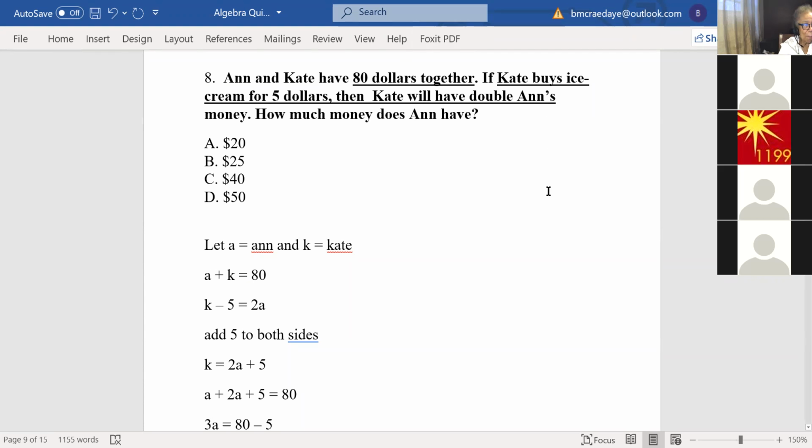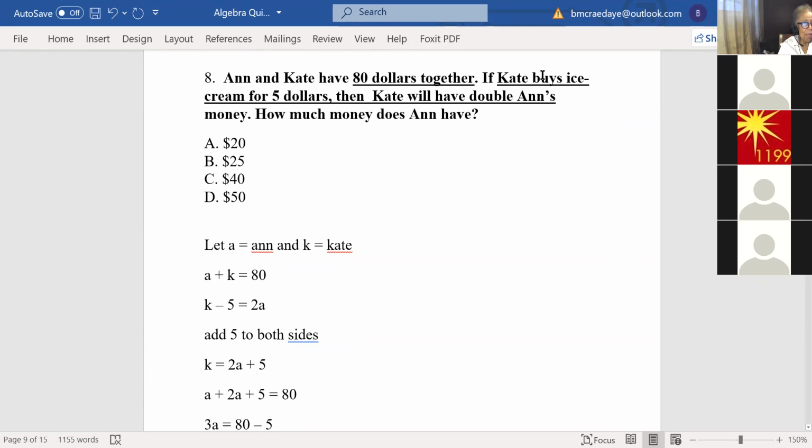How much she had, because I was having a hard time with this problem. I said, okay, they have $80 together, so I was thinking 40 is Kate's and 40 is Ann's. But no, it's not like that. That's why they asked you to find how much money Ann has, because it's twice, not 40-40. They have $80 together, but they don't have $40 each. One of them has twice more than the other.